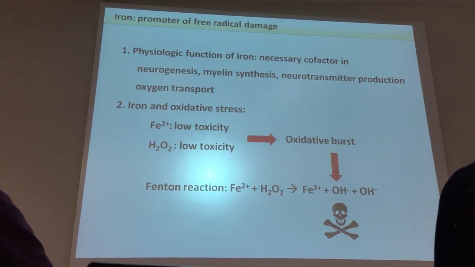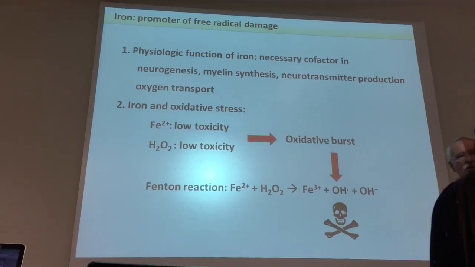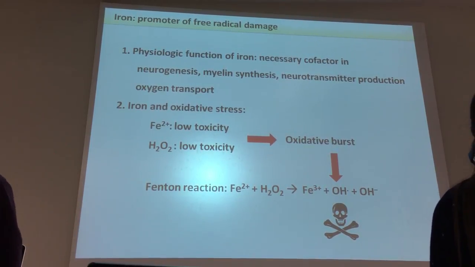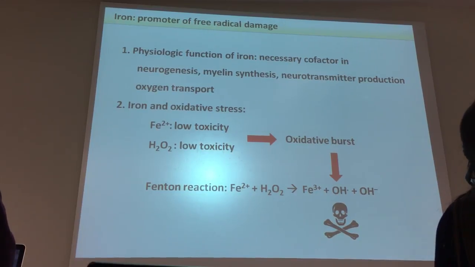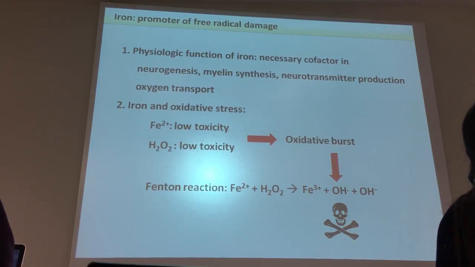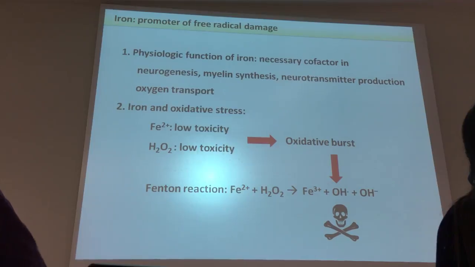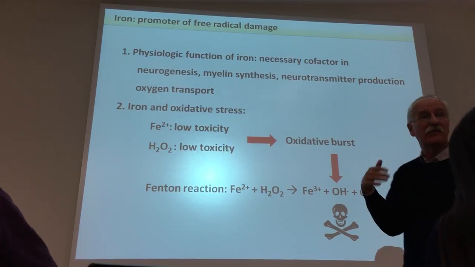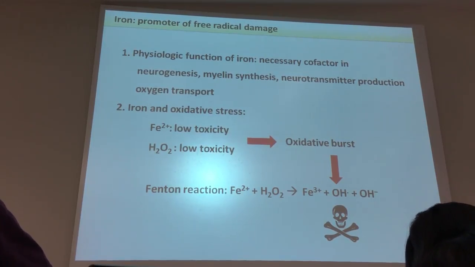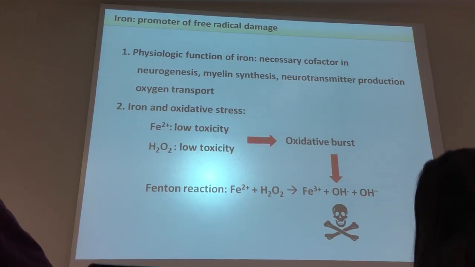Okay, so the last point where we have oxidative injury further potentiated is actually iron. And iron is an important molecule. It is needed in particular in the brain for brain function, for all sorts of synaptic function, for myelination, for many, many different reasons, because many of the important and essential enzymes work with an iron cofactor.